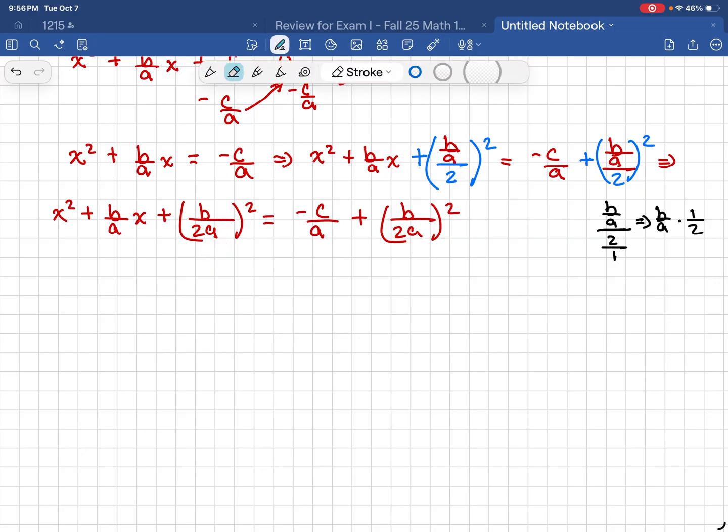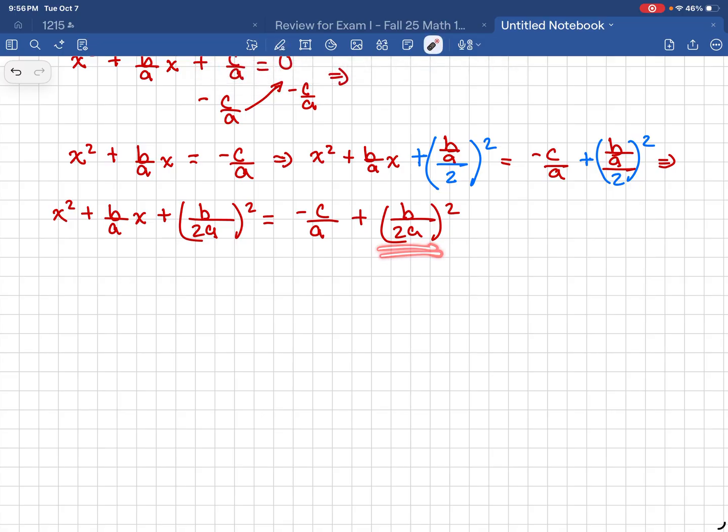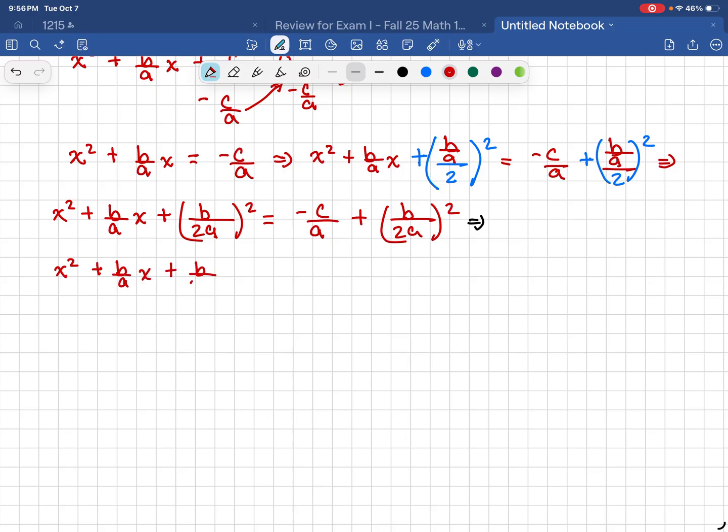Just to save space, I will remove this part, and now we're here. I will continue to work on this, and this now becomes x squared plus b over a x plus b over 2a squared is equal to negative c over a plus b squared over 4a squared.